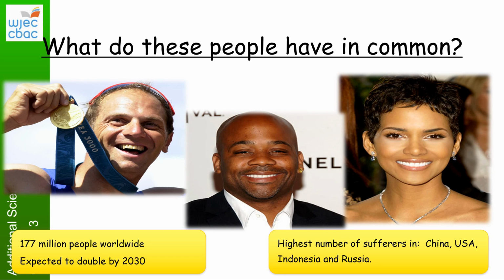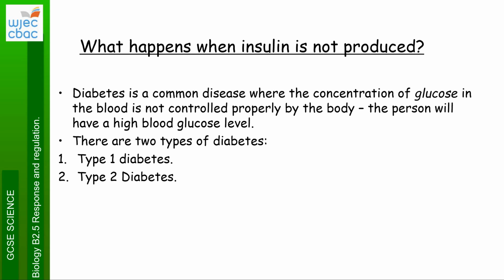So with diabetes, what happens is that the concentration of glucose in the blood is not controlled properly by the body. So people are not able to produce insulin, or they're not able to produce enough insulin to keep blood sugar levels under control, which will lead to the person then having a high level of blood glucose. So you've got this information at the top of page 23. So as I said, diabetes is a common disease where the person will end up with a high blood glucose level because they are not producing enough or any insulin.